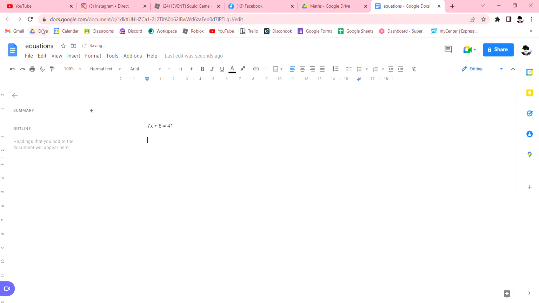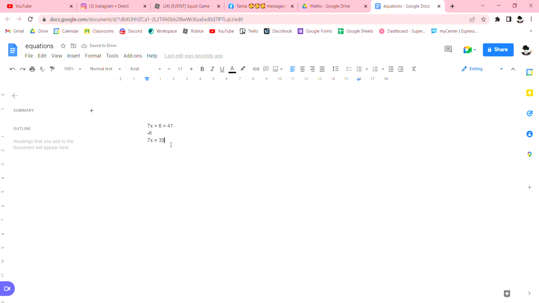To solve for x, we want to make it so that x is on its own here, and that will equal something on this side. By that, we need to do the opposite of what these symbols are saying. So for example, this plus 6, we're going to turn it into a minus 6, and we're going to take it away from whatever is on this side of the equal sign. So we minus 6, and that ends us up with 7x equals 35, because, of course, 41 minus 6 is 35.